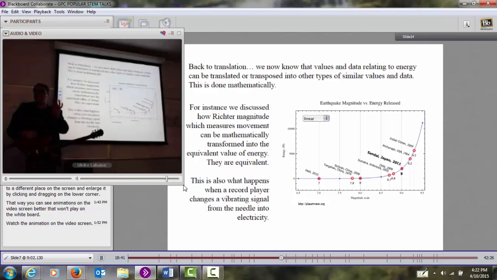But what researchers do is translate these waves into some other form of signal that you can put into a form that you can understand, a graph or a sound. We discussed how Richter magnitude measures movement, and it can be mathematically transformed into an energy equivalent. This is what happens with a record player. It vibrates, it's transformed into an electrical signal, which is then retransformed into a vibrational signal that you hear in your speaker.